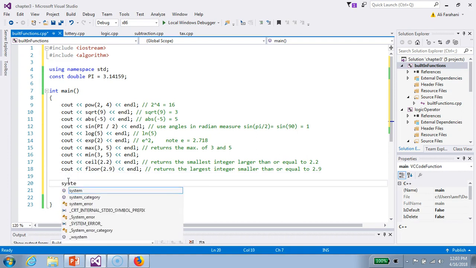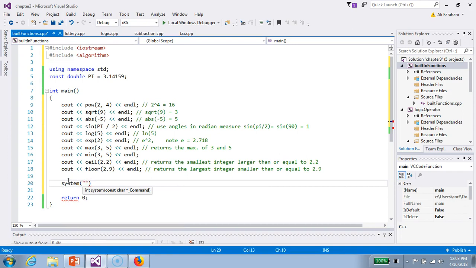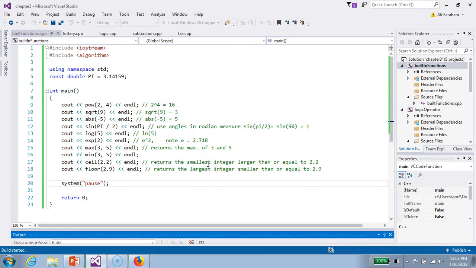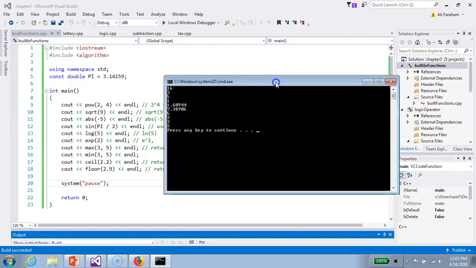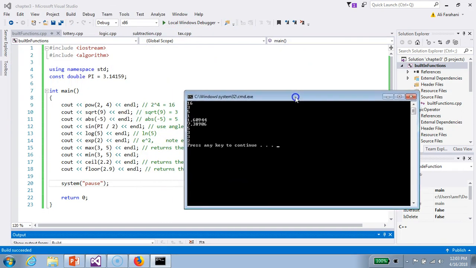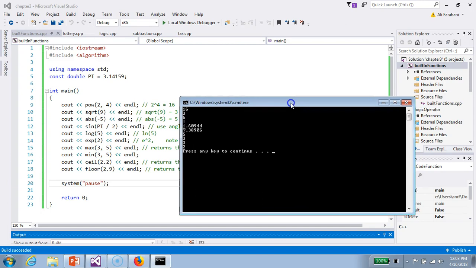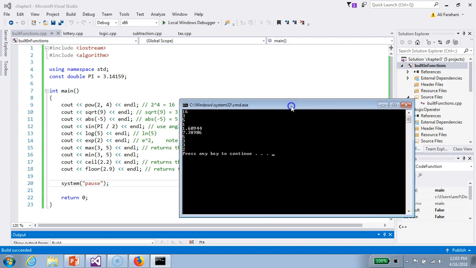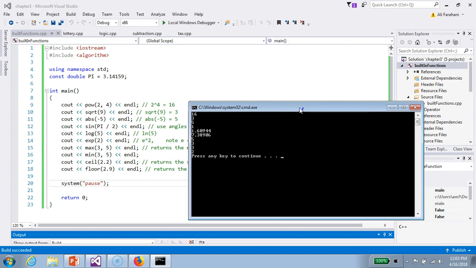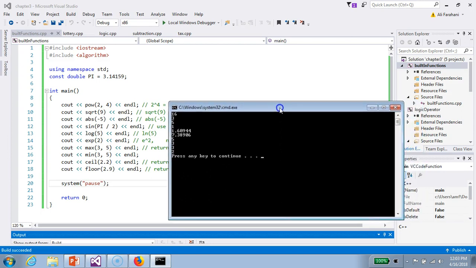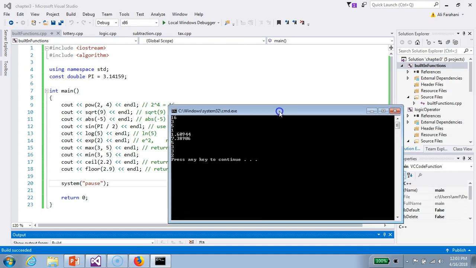We can actually place the system pause here. And we are done. We'll run this and take a look at the output. So if you look at the output, power 2 to the power of 4 is 16, that's correct. Square root of 9 is 3, that's correct. Absolute value of -5 is 5. Sine of pi over 2 is 1. Natural log of 5 is 1.609 and so forth. Exponential e to the power of 2 is equal to 7.38 something.